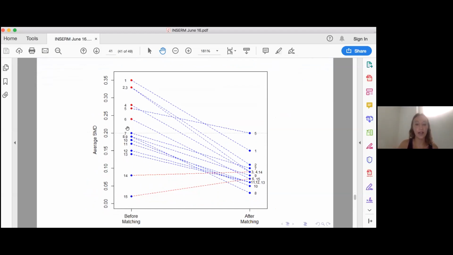So I have some very high SMDs, some strong imbalance in my data set, my confounders, that after matching, we just got very lucky and every single one went to 0.2 or less. And again, we like to use a cutoff of 0.1. It's actually getting more stringent nowadays, but we couldn't meet that cutoff. Okay, but we did meet the cutoff of 0.2.